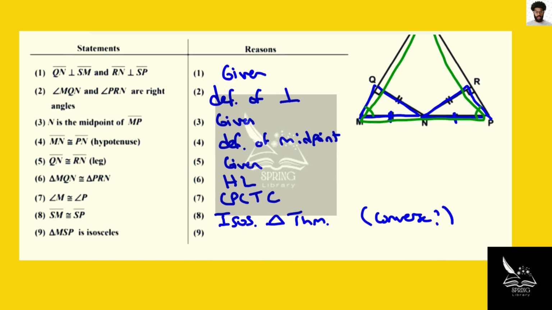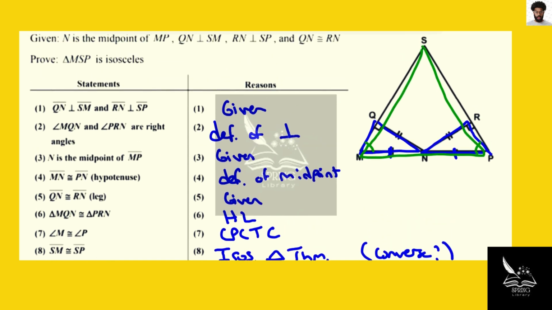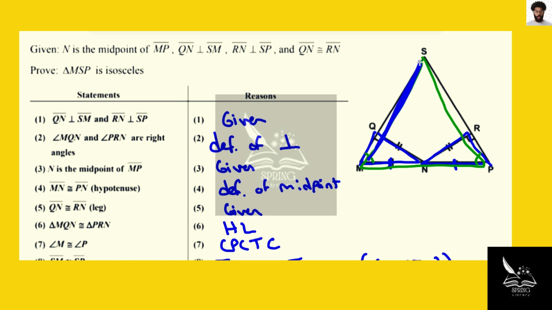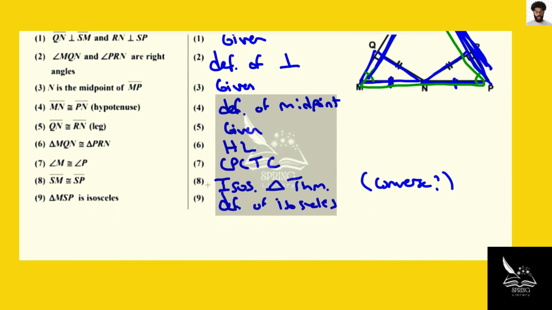And so this would be the definition of isosceles. Once we've established that the sides SM and SP are congruent, that is the definition of being isosceles. And I think this is the isosceles triangle theorem. But I'm questioning this one. You need to double check that one.